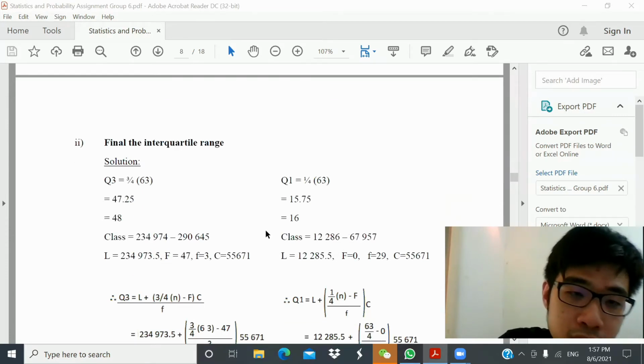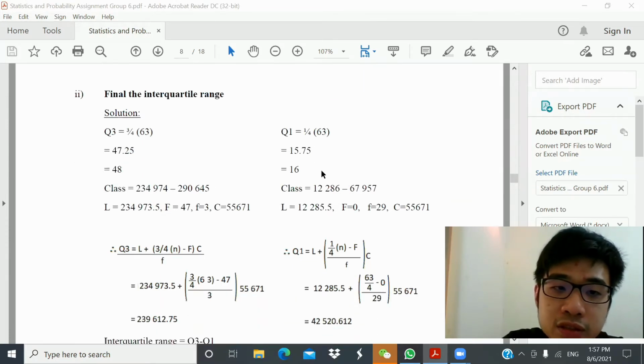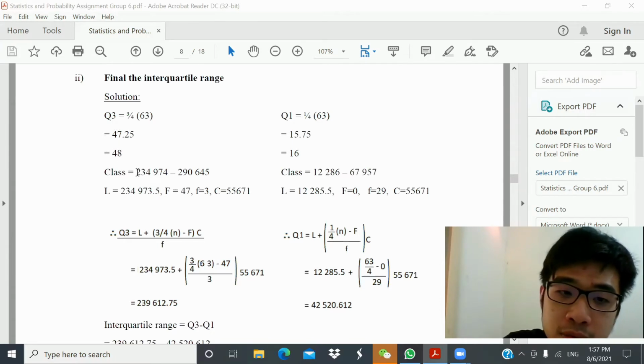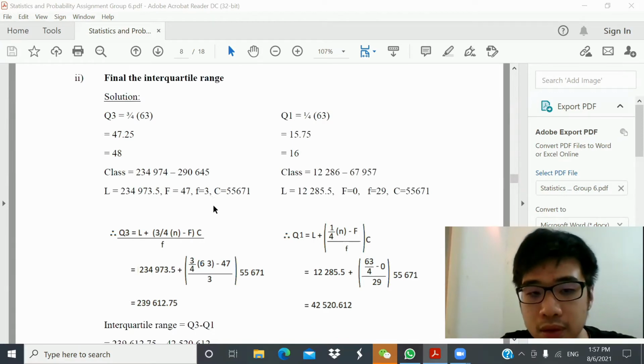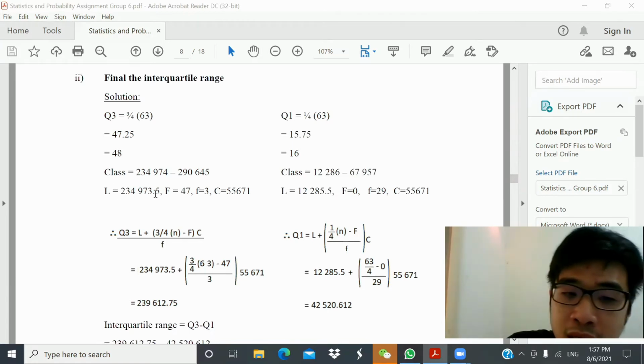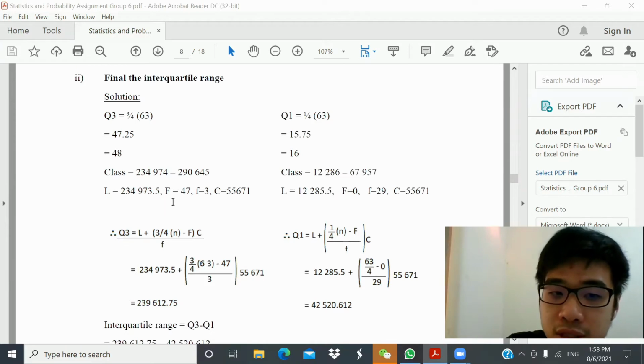In B2, we find the interquartile range. By using the data above, we find the Q3, which is 48, and the class is from 234974 to 2906.45. And the lower boundary of the class is 234,973.5. The cumulative frequency is 47, and the frequency of the class is 3. And this is the class width.